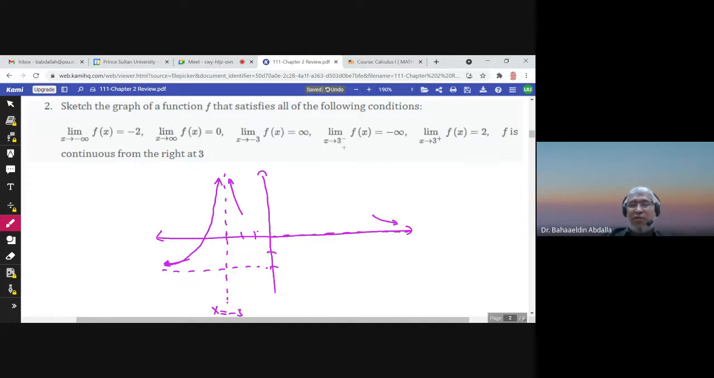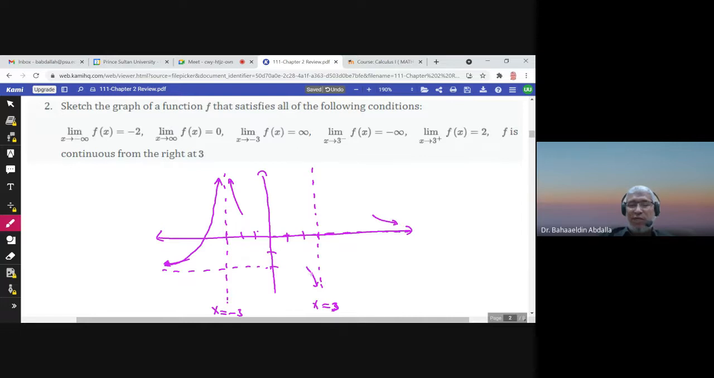Now, as x approaches 3 from the left, the function goes to -infinity. So x equals 3 is also a vertical asymptote. Remember, infinite limits, vertical asymptotes. Limits at infinity, horizontal asymptotes. So as x approaches 3 from the left, the function approaches negative infinity.